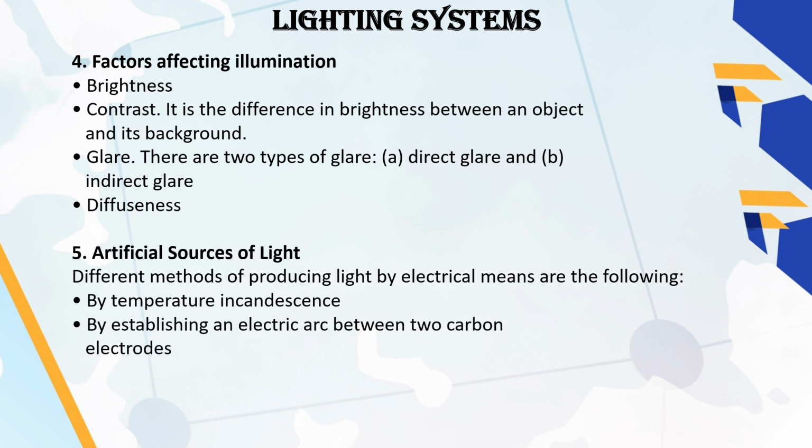Second, by establishing an electric arc between two carbon electrodes. By establishing an electric arc between two carbon electrodes, this method creates light by generating an arc of electricity between two carbon electrodes, producing a bright and intense light. It is often used in applications like searchlights and arc lamps. Third, by electric discharge. This method involves passing an electric current through a gas, causing it to emit light. Examples include fluorescent lamps and neon signs, where the gas ionizes and produces light as a result.